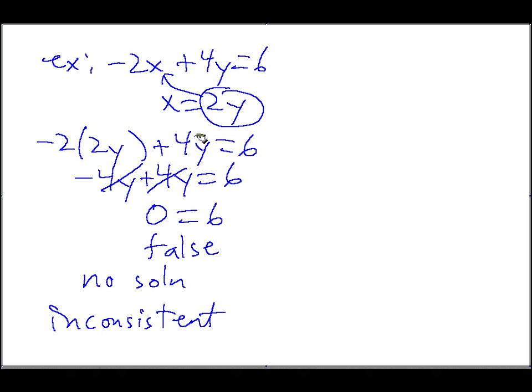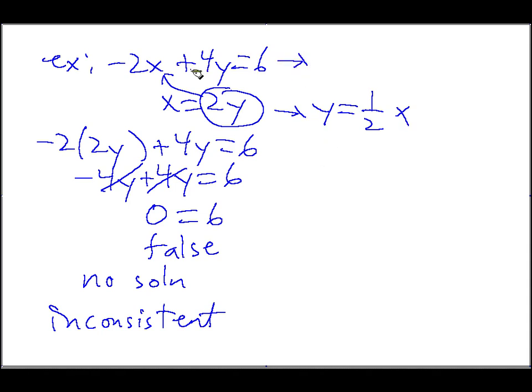Now, why is that so? Because these two lines are parallel lines. In fact, if you try to get the mx plus b form for this, you're going to see it has the same slope for both of these lines. Let's do that here. What's y equal to when x is 2y? Just divide both sides by 2. That's 1/2 x.